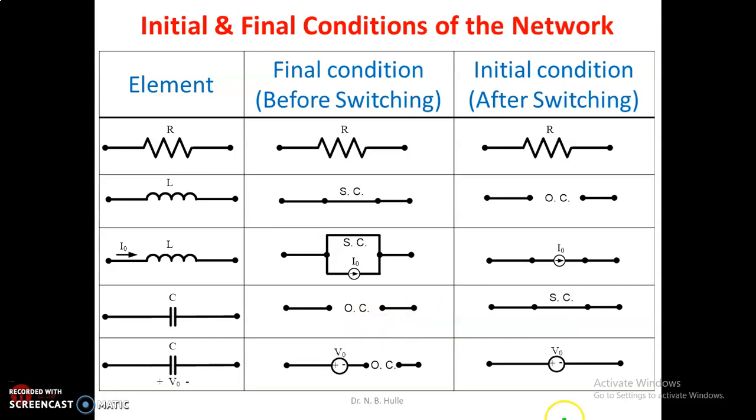Similarly, if the capacitor has its initial charge, that is V0, how will be the case? In that case, during the final condition of the network, it acts as a voltage V0 in series with an open circuit, and during the initial condition, it acts as a voltage source V0, that is the capacitor should be replaced by that V0. So these are the initial and final conditions of the network, and we will use these initial and final conditions to analyze the transient response of the RL, RC and RLC series circuits.